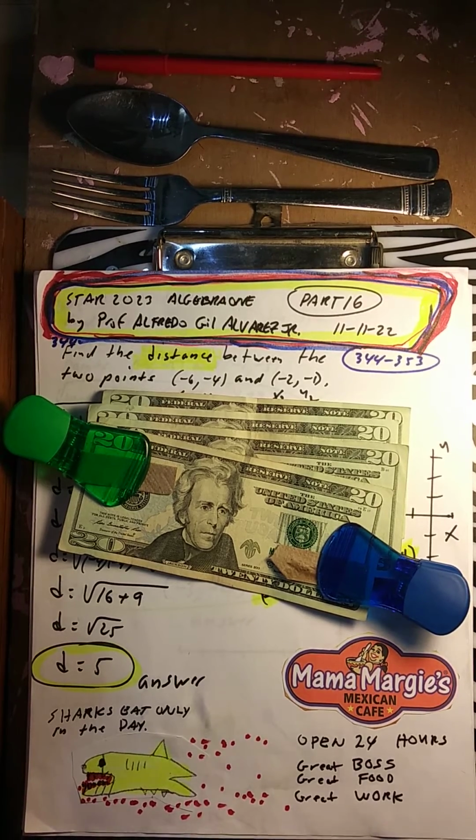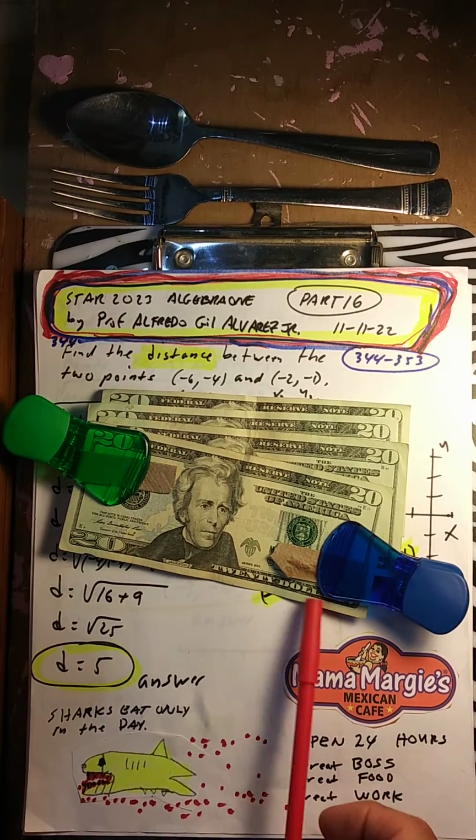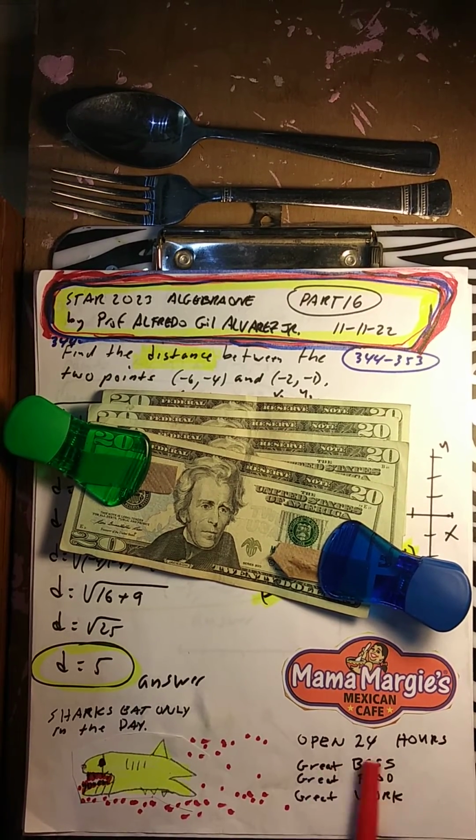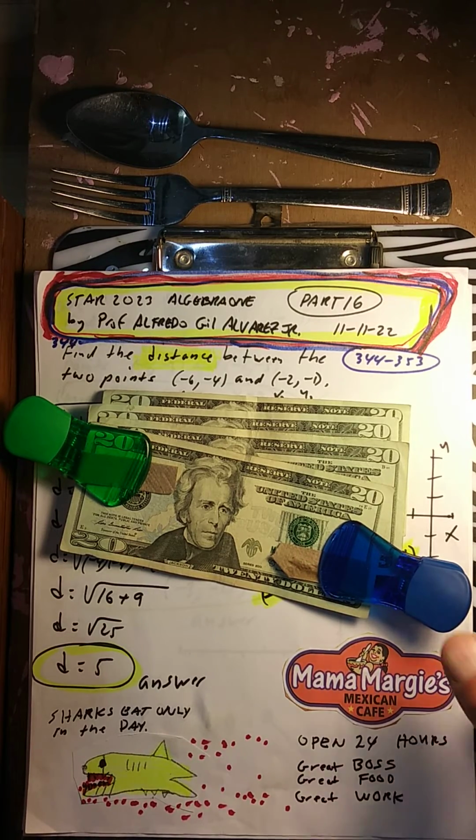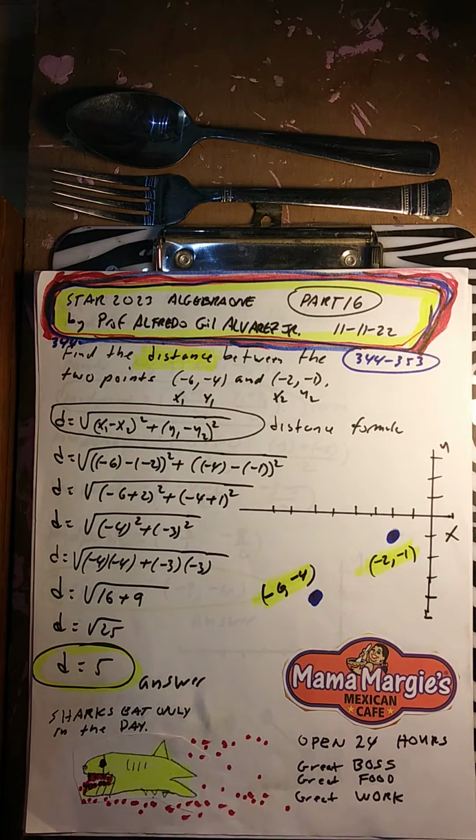Okay, before we do this, if you need money right now for college, Mount Margie's open 24 hours. Great cross, great food, great work. But let's say you don't need it right now. So let's just say, nah, you don't need money. Let's just get this out of here. Hours and money, you don't need it.